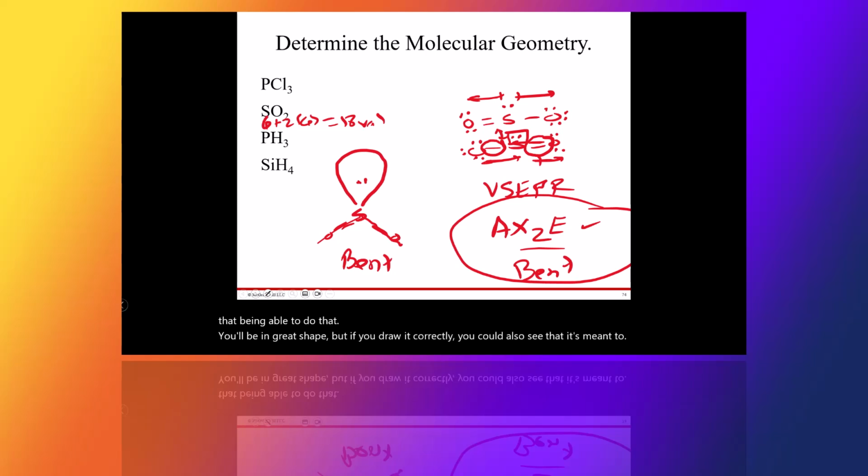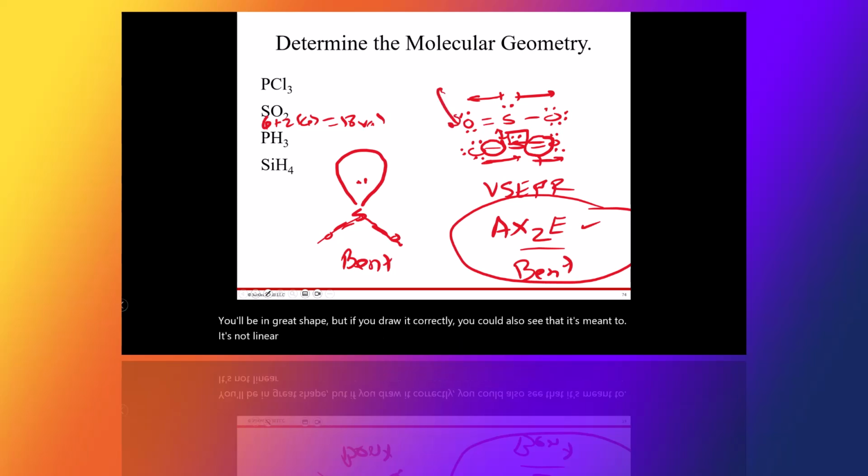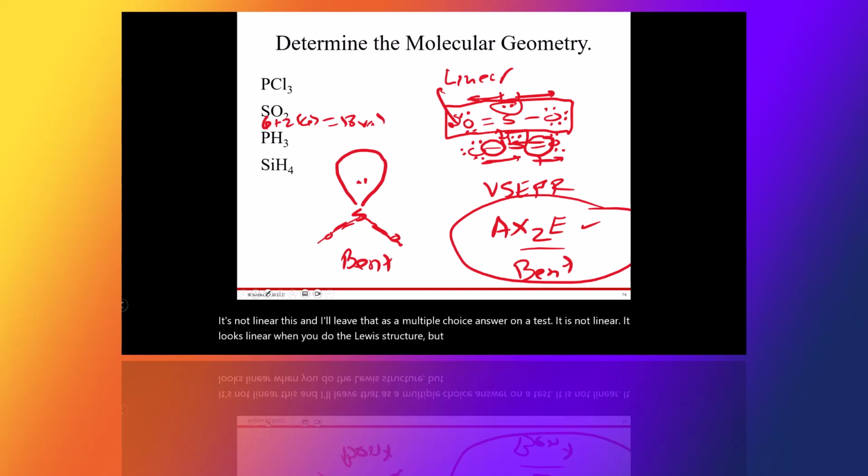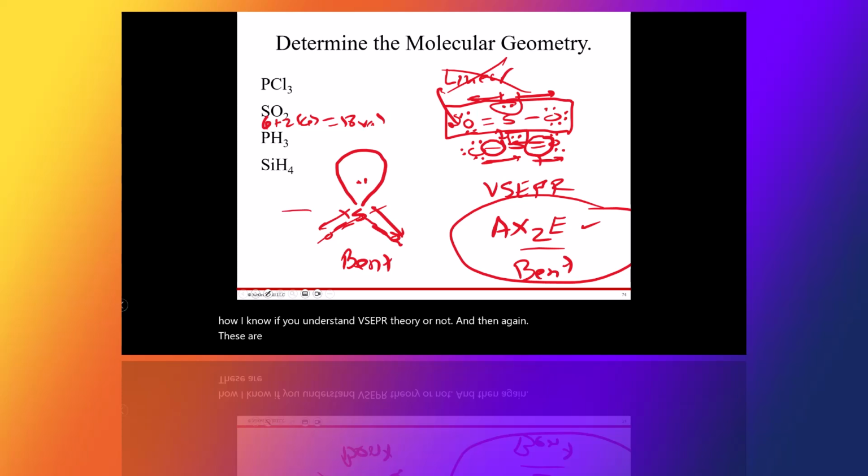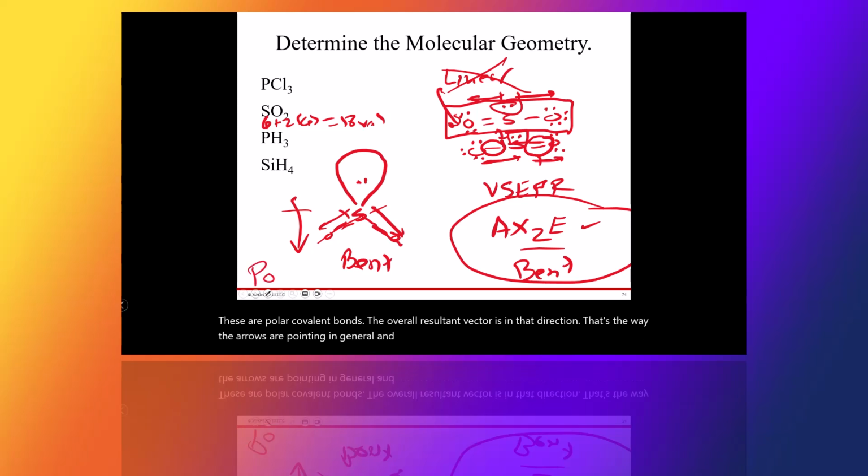It's not linear. And I'll leave that as a multiple choice answer on a test. It is not linear. It looks linear when you do the Lewis structure, but that lone pair makes a difference. So that's how I know if you understand VSEPR theory or not. And then again, these are polar covalent bonds. The overall resultant vector is in that direction. That's the way the arrows are pointing in general. And so sulfur dioxide is a polar molecule.